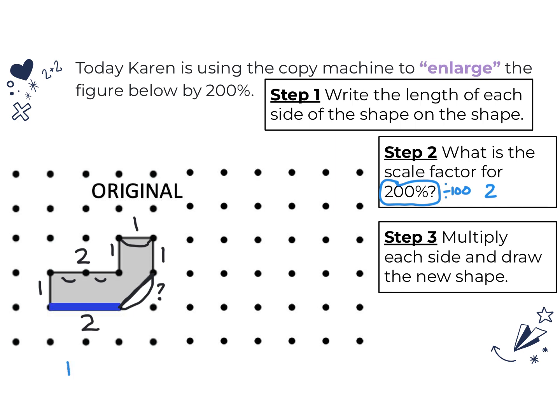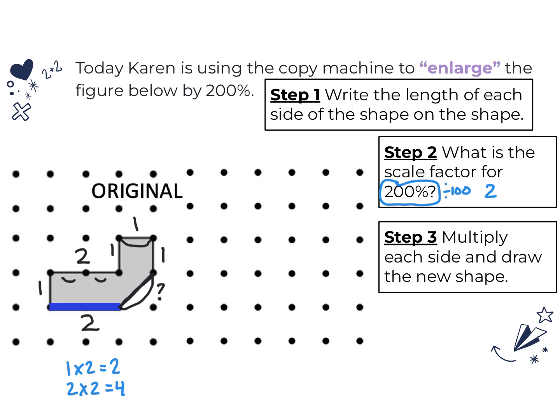So we're going to take 1 times 2, which is going to give us 2, and we're going to take 2 times 2, and that's going to give us 4. So again, I would like you to pause this video, draw the copy shape, then come back and we'll do it together. Welcome back. So let's start on the very bottom.